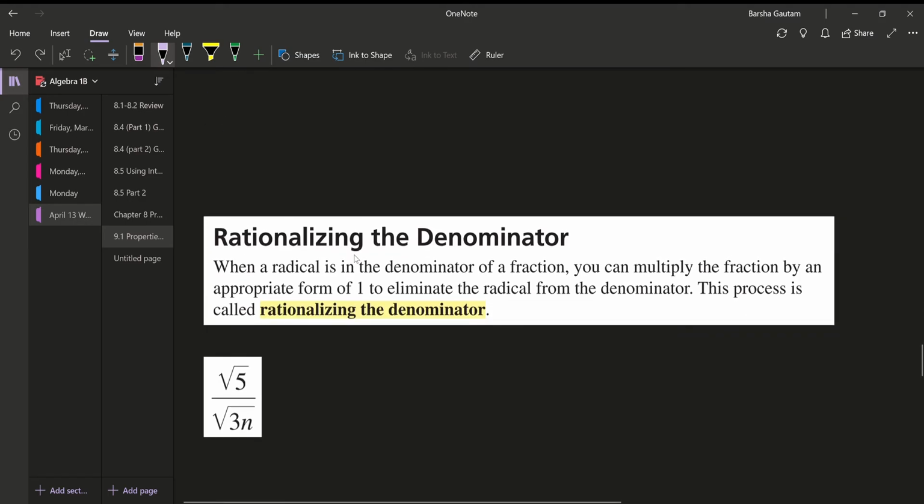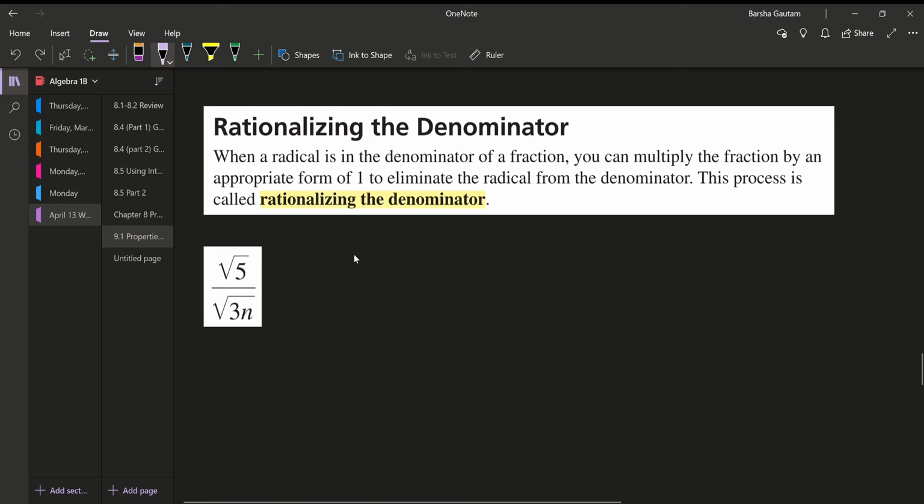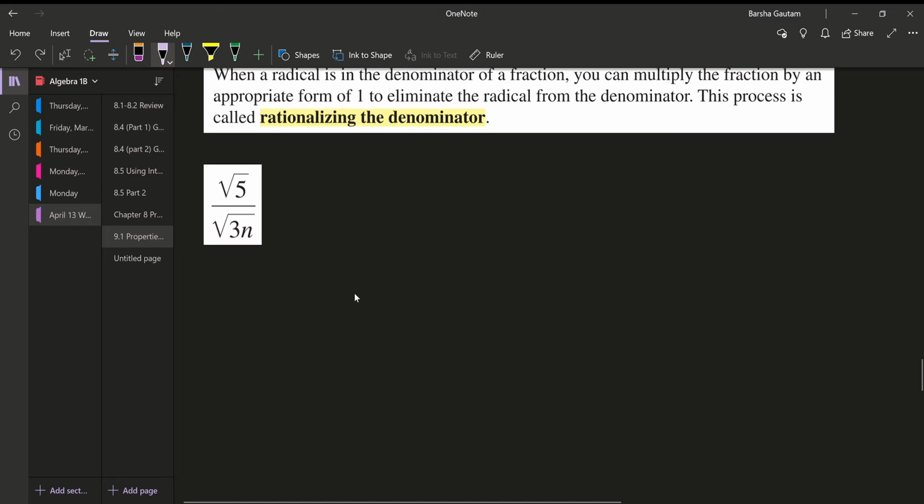All right, let's try another one. So now we're going to try rationalizing the denominator. When a radical is in the denominator of a fraction, you can multiply the fraction by an appropriate form of 1 to eliminate the radical from the denominator. This process is called rationalizing the denominator. So let's try this problem.